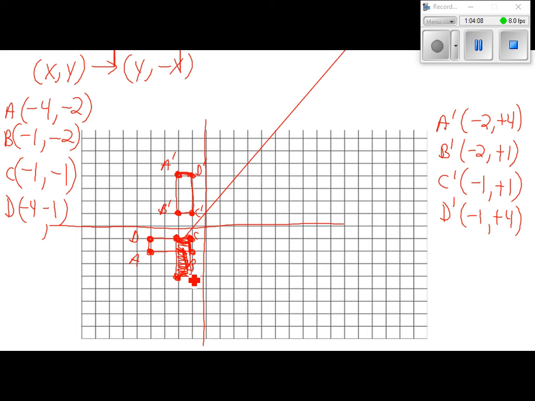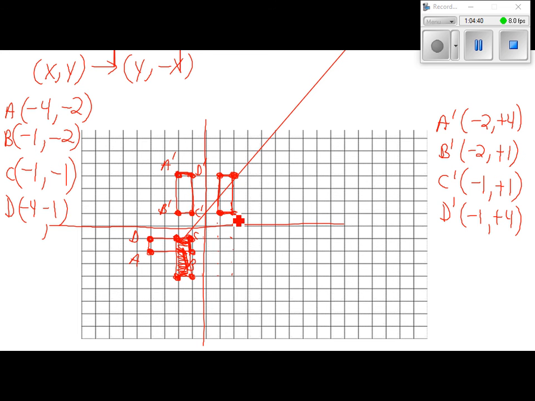Then what's the next thing they tell us to do? Right 3, 5 up. So I want to take each one of these points and move it right 3, 1, 2, 3, and up 5, 1, 2, 3, 4, 5. I do that for each point. So that's where our shape ends up.